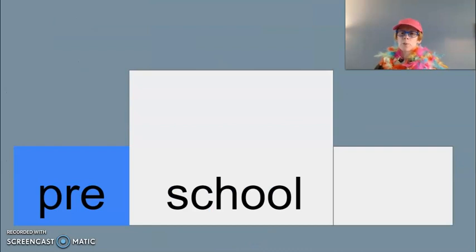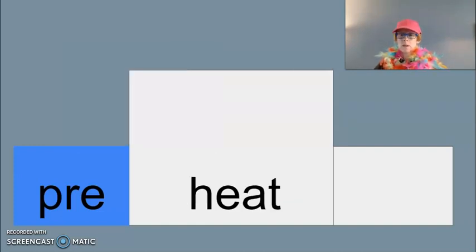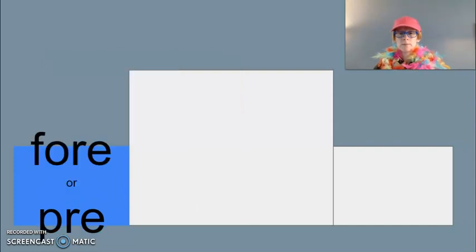Another good example of pre as a prefix is preschool, which comes before regular school. When you preheat the oven, you heat it before cooking. Tell your neighbor a word that uses either fore or pre as a prefix. Pause if you need more time.